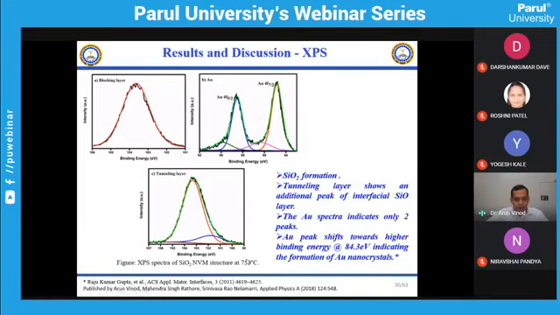So once we look at this at 750, we can see the gold spectra has two peaks. But at higher annealing temperature, we can see that the peak shifts towards higher binding energy, as we have discussed previously in the case of the hafnium oxide structure, which shows that there is a formation of gold nanocrystals.